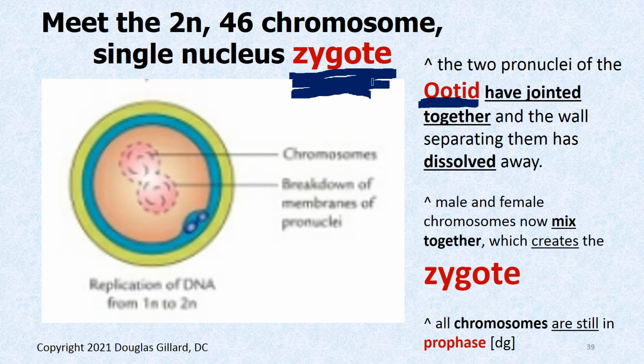So remember, it's the ootid that morphs into the zygote, right? It's not the secondary oocyte or the primary oocyte. There's a question right there. I know that's on the test. Forgot to put a star there. So it's the ootid, the mature egg that has a sperm inside of it, that morphs into the zygote.